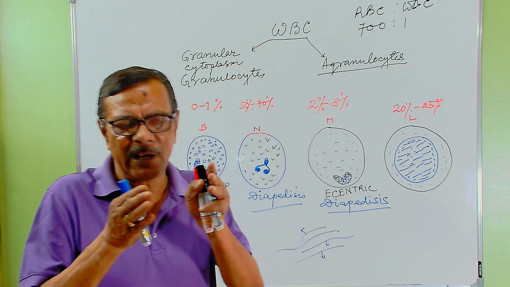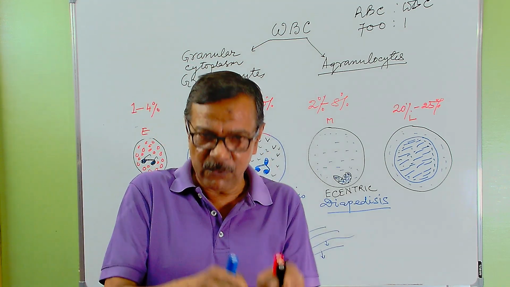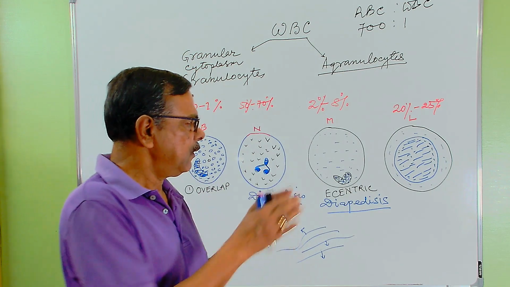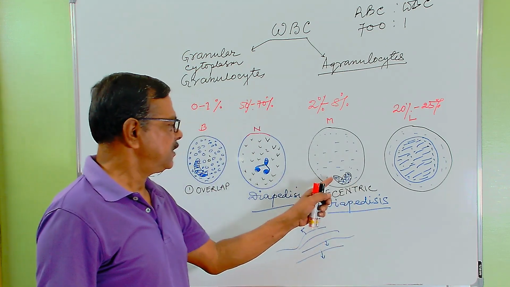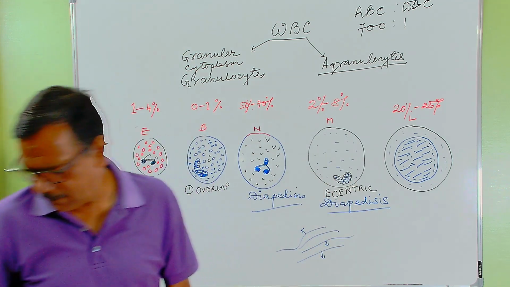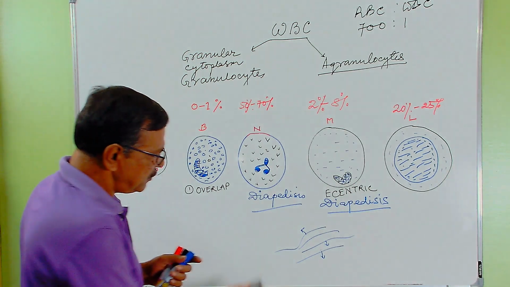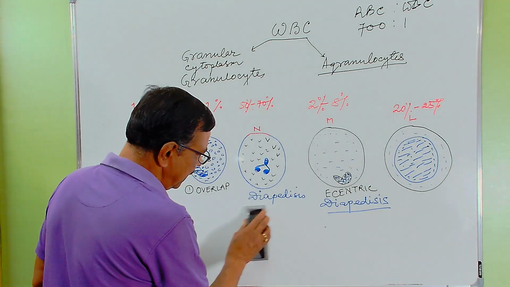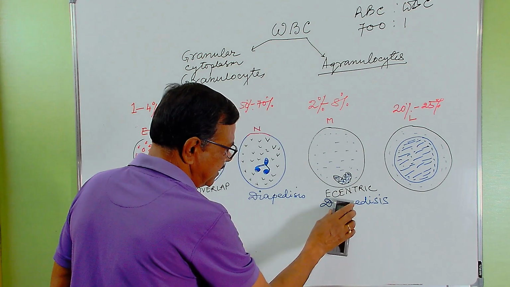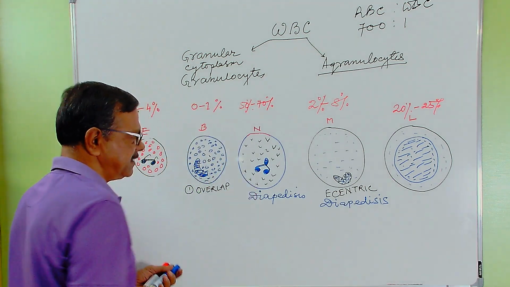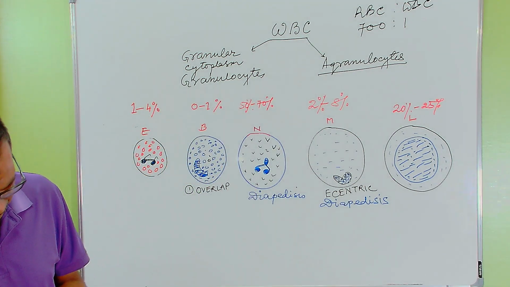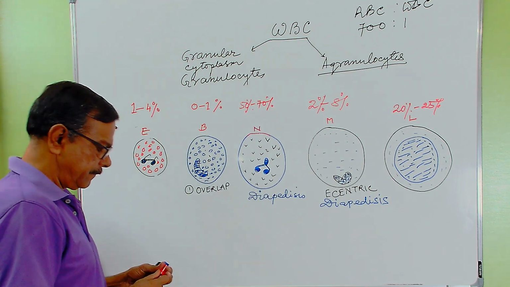So they can borrow through the walls of the arteries, arterioles and venules, and go to the site of infection. So these two have the quality of diapedesis. You should write it that way. So number one, number two: eccentric, diapedesis. One thing more, in case of neutrophil.